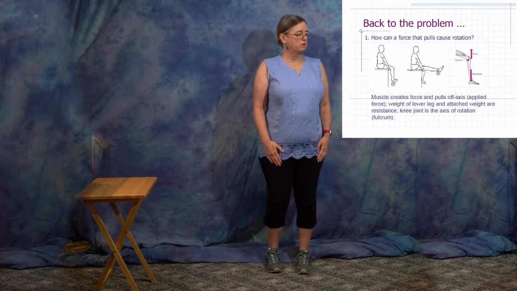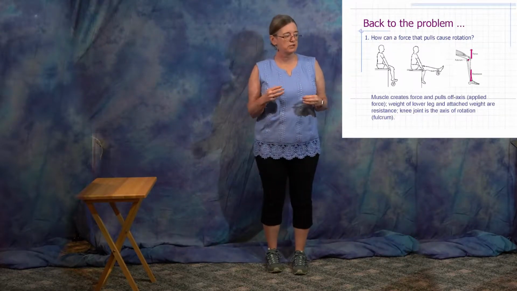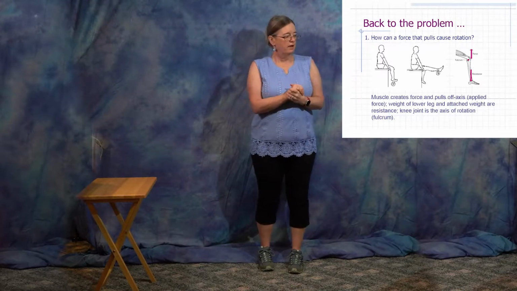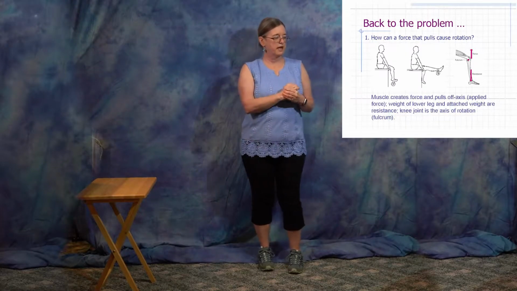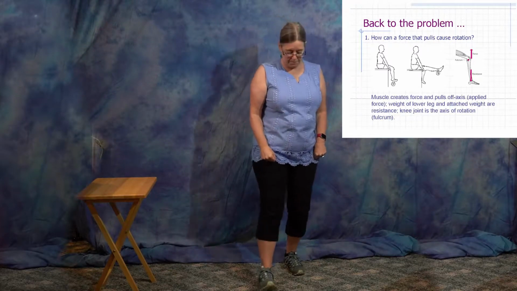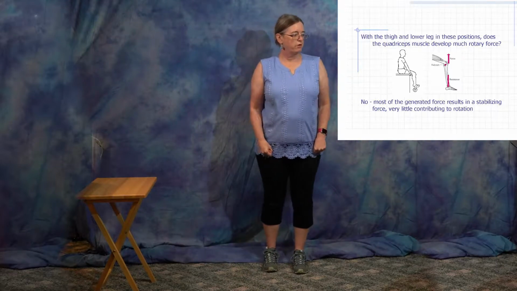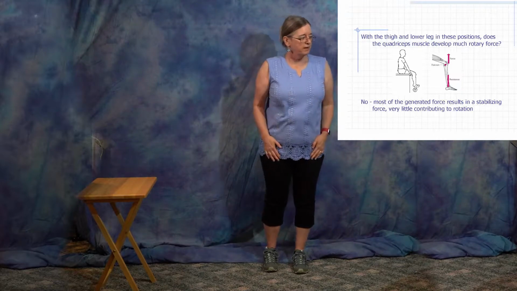So if we come back to our original problem, which is how can a force that can only pull cause rotation? A muscle creates force and pulls off axis. That's the applied force. And the weight of the lower leg and attached weight are the resistance. And your knee joint, of course, is your fulcrum. And you are therefore going to create a torque, and torques in two directions.